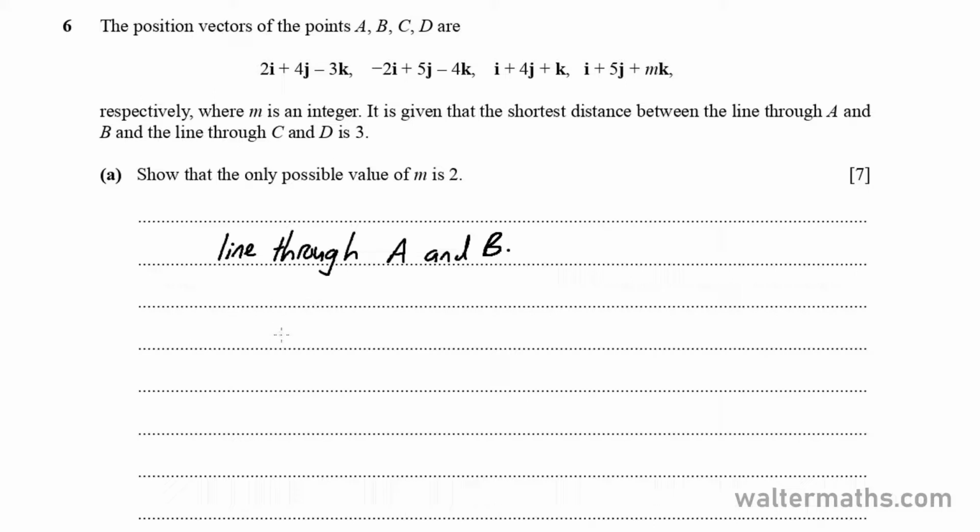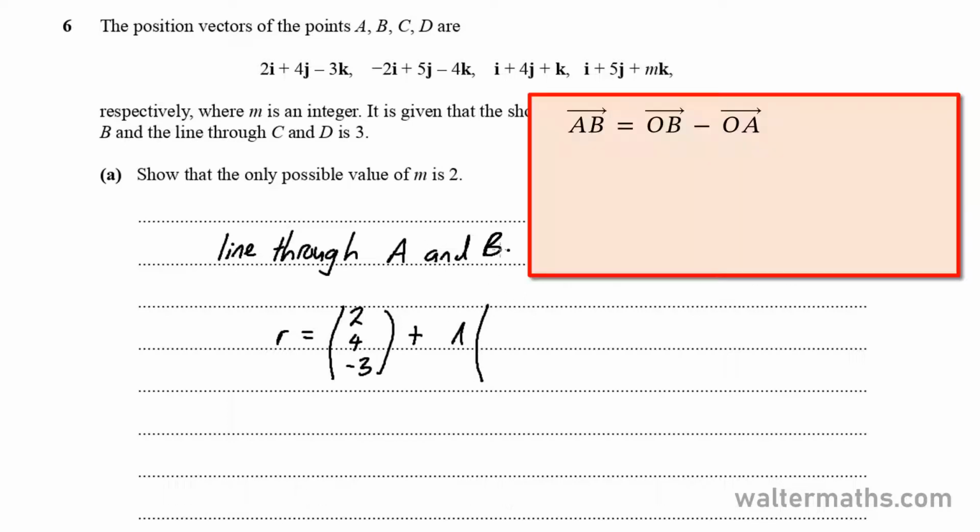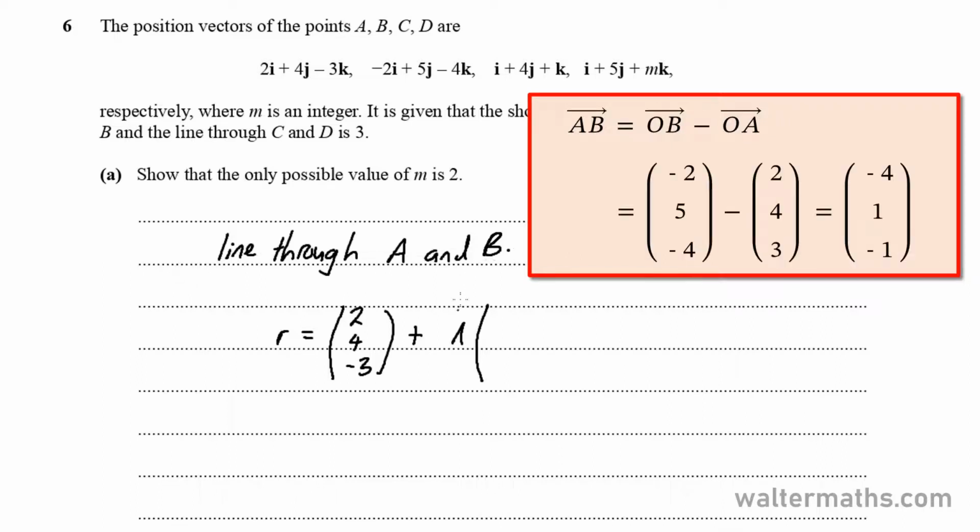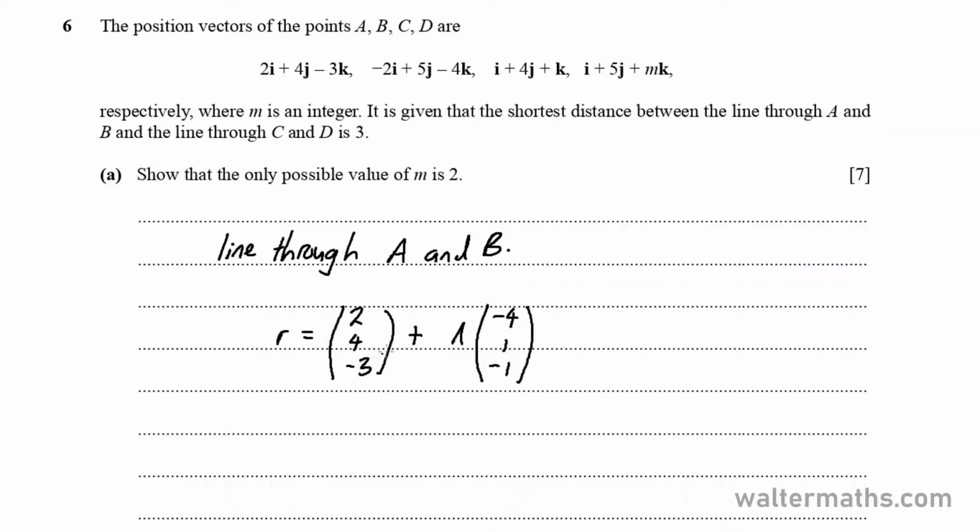So the vector equation of the line will be r is equal to, and we take the coordinates of a point on the line which is A. So in column vector form, that's (2, 4, -3), and it's plus lambda of the direction vector of AB. So AB is OB minus OA, which gives us (-4, 1, -1). So this is the vector equation of the line through AB.